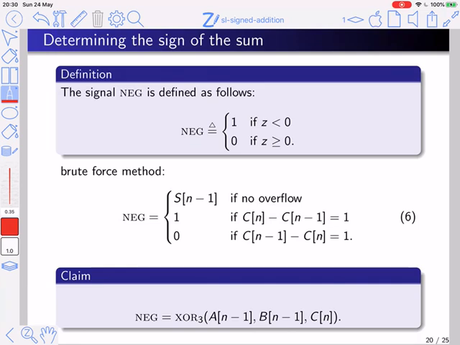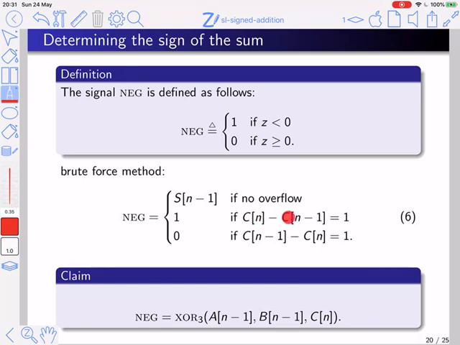We want to determine the sign of the desired sum. Negative, the negative flag, is 1 if Z is less than 0. It's 0 if Z is greater than or equal to 0. So we could use the brute force method. If there's no overflow, we know that S represents Z, and therefore the most significant bit is the sign bit, as required. But if there is overflow, then this bit is not going to be equal to the negative signal, because a negative signal should always be correct regardless of whether there was an overflow or not.